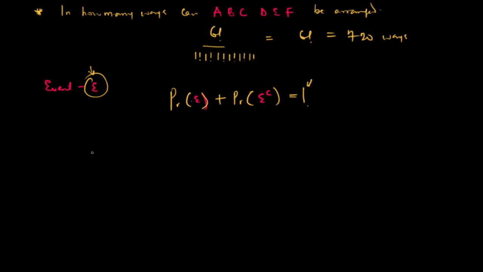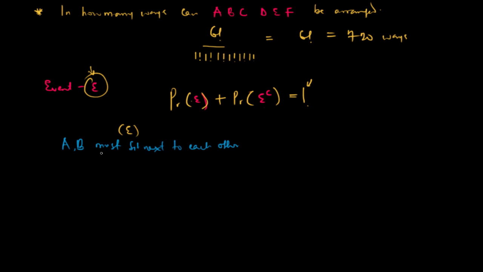If A, B must sit next to each other, we can call this an event E. Let's say this is an event E.